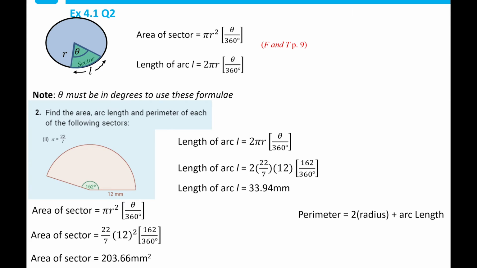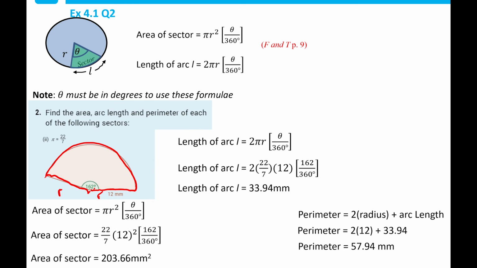In part 3, we're asked to find the perimeter of the sector. The perimeter of the sector is all of the edges added together. So in this case, our perimeter of our sector is 2 times the radius, so we have our radius and our radius here, plus that arc length, which we found in part 2. Therefore, our perimeter is equal to 2 times 12 plus 33.94, which gives us 57.94 millimetres. Please pause and take down this example.